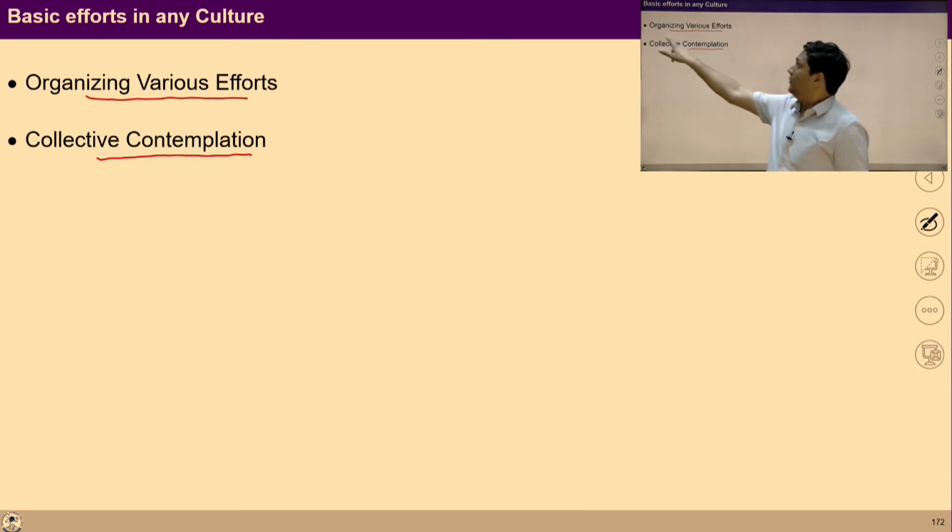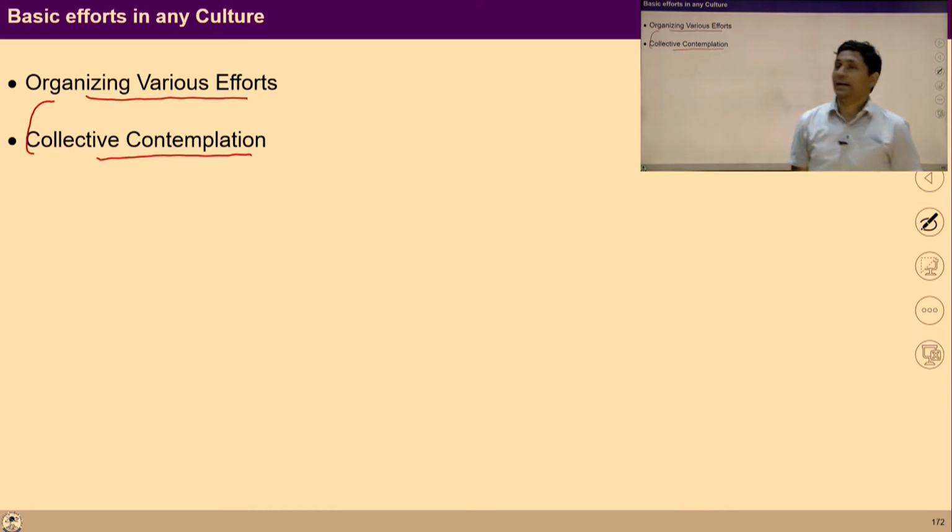So these two efforts are made by culture, organizing various events and collective contemplation. In any culture, we can see a lot of activities that actually affect our feeling and thoughts. They play a very important role in forming our acceptance, right or wrong. So for this, various types of communication take place in a culture.